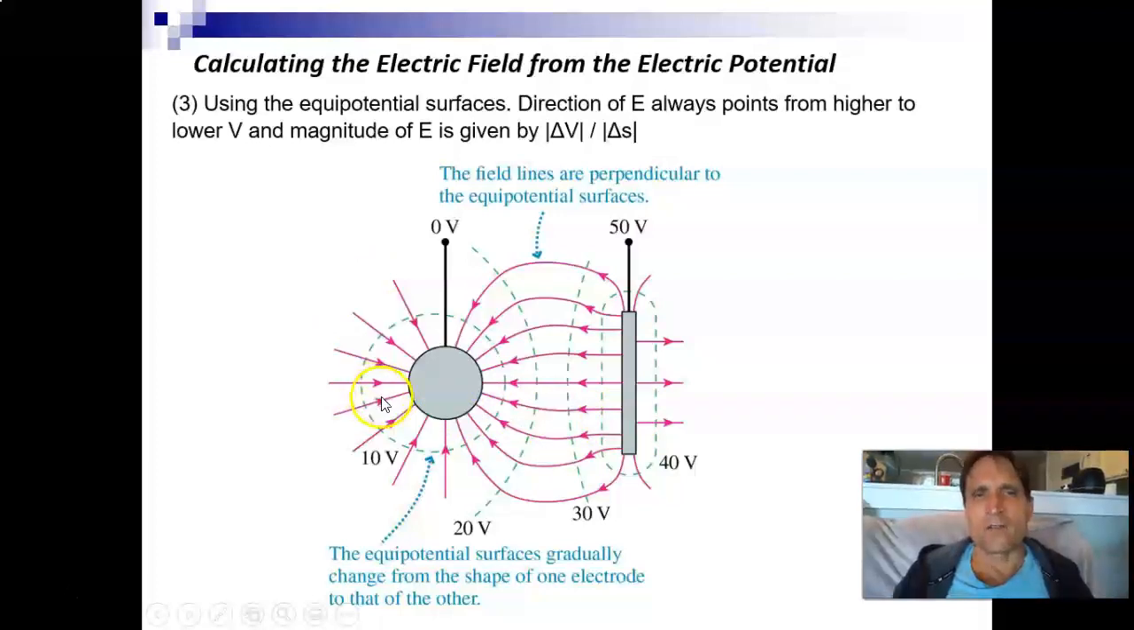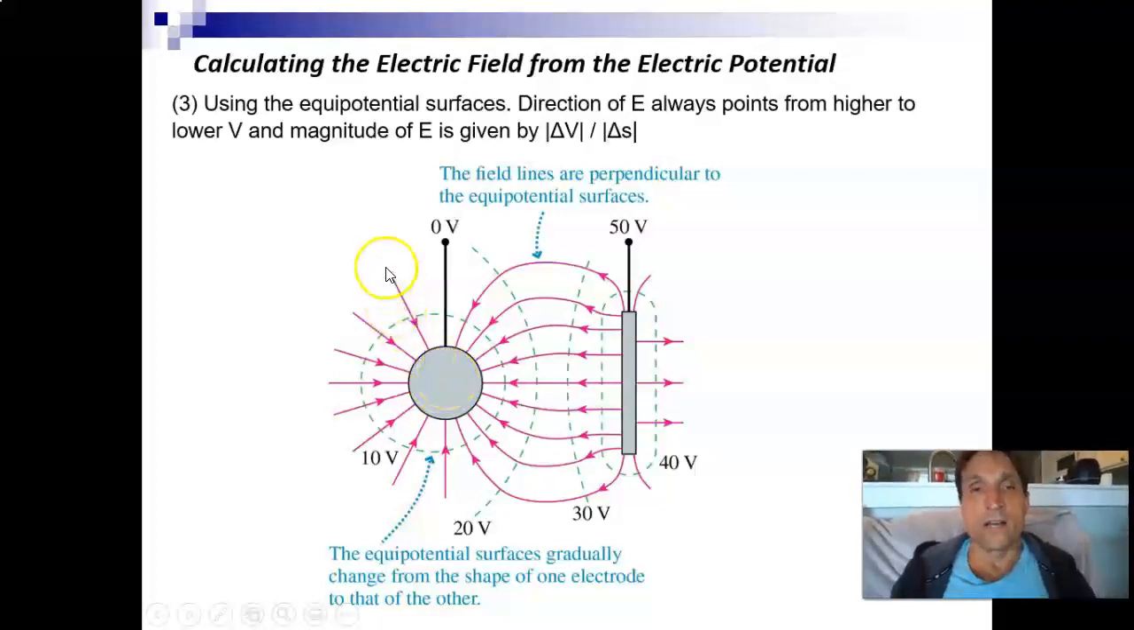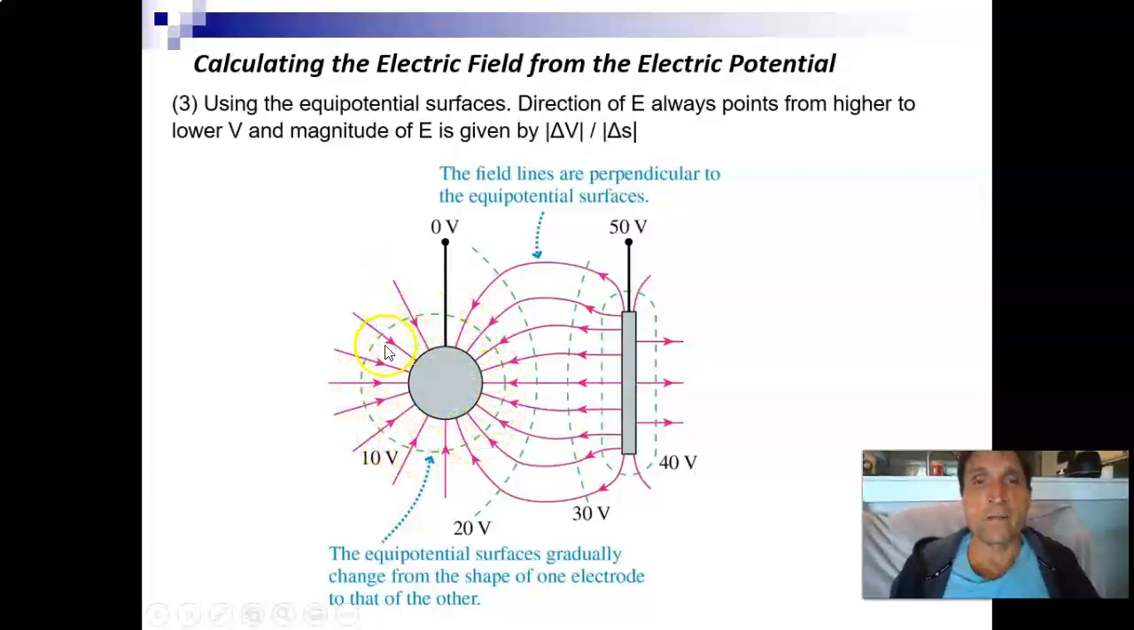The electric field is pointing inward, so that means this must be a negatively charged sphere. Remember, electric field points from positive to negative. So we've got a negatively charged sphere. These electric field lines are radial, and we know the equipotentials are perpendicular to the field lines, which means the equipotentials of a charged sphere must be spheres. They must be the same shape as the electrode.